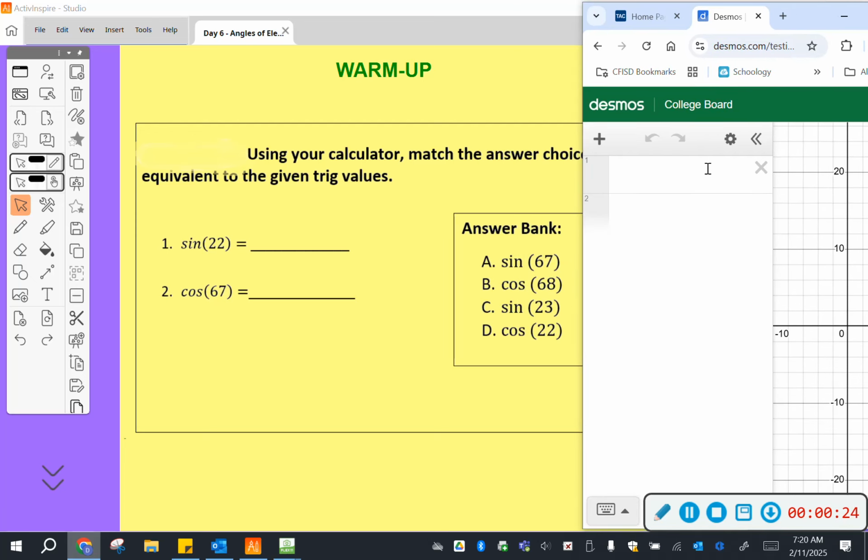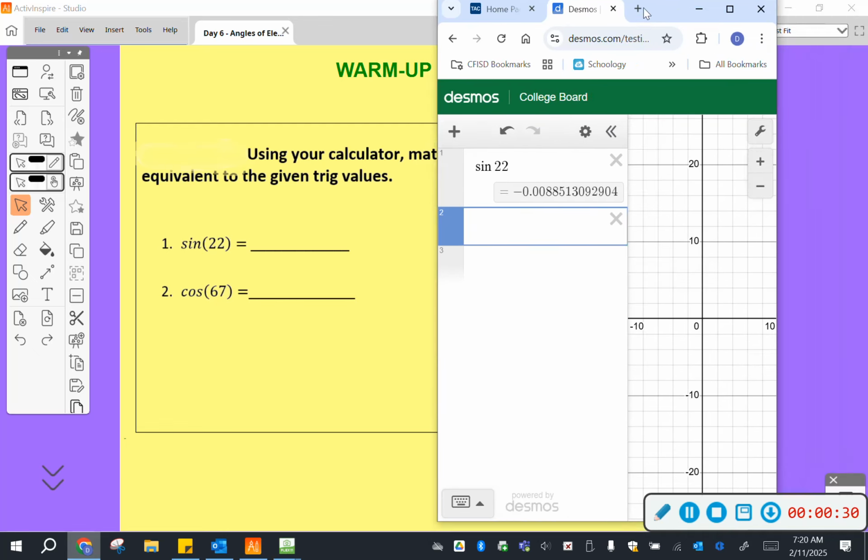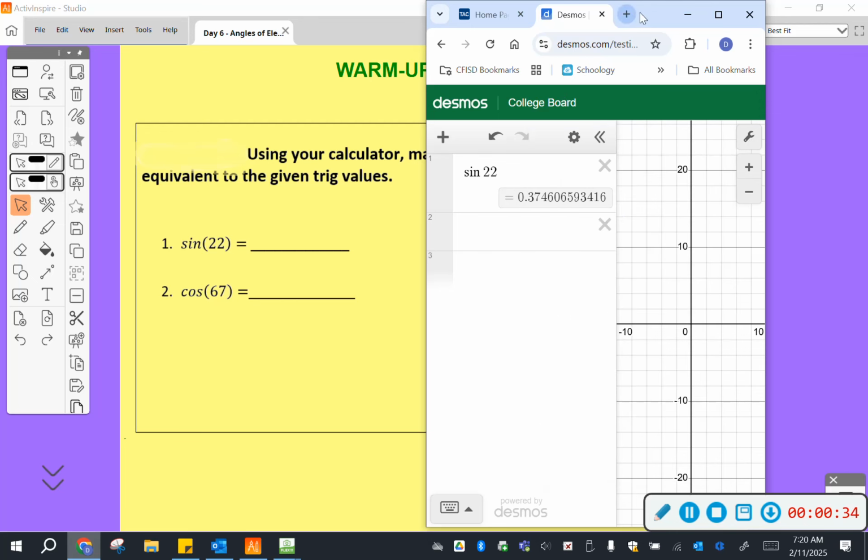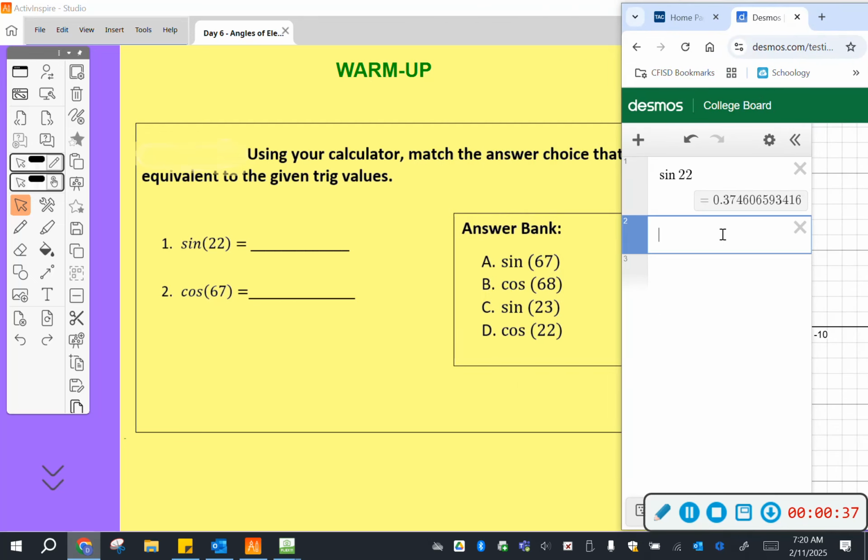Type them all in. I would type in both the problem, sine of 22, and all the answers. Oh, what's wrong with my problem? Make sure you're in degree mode, because you shouldn't be getting any negative answers. So there's my sine of 22. Now let's do sine of 67.